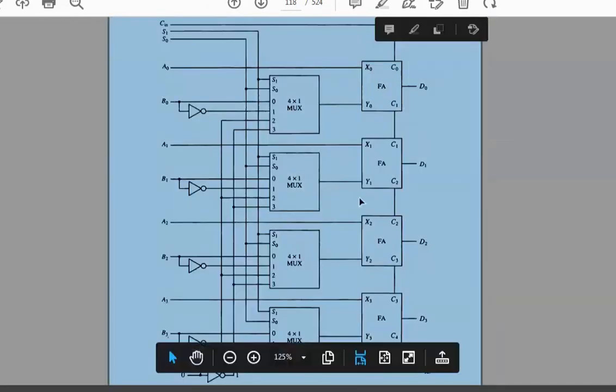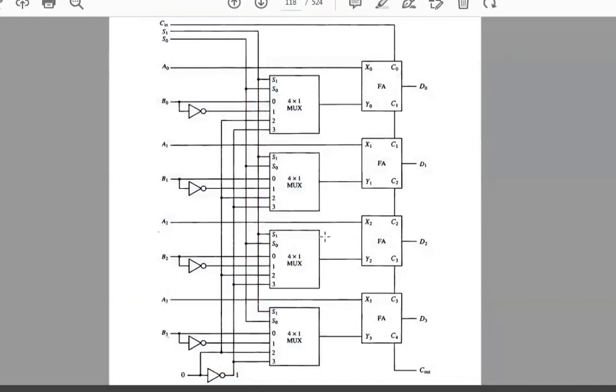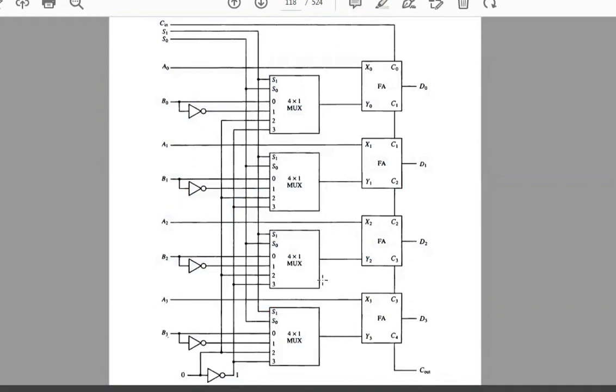Why? Because it is a 4-bit number. We made a 4-bit arithmetic circuit. So we are taking 4 full adders. To the first input of each full adder, we are directly connecting the first number, that is A0, A1, A2, A3. The second input would be your multiplexed input. What do you mean by multiplexed input? Depending upon which operation you want to carry out.